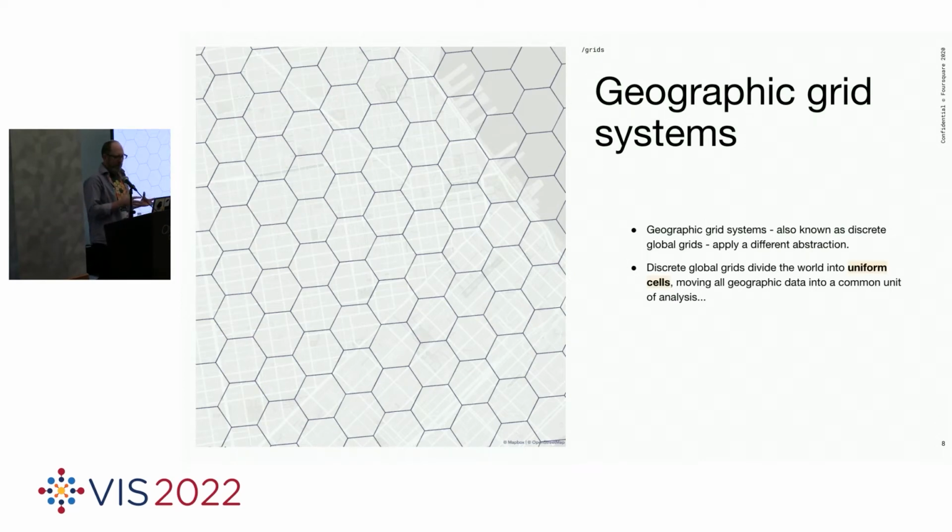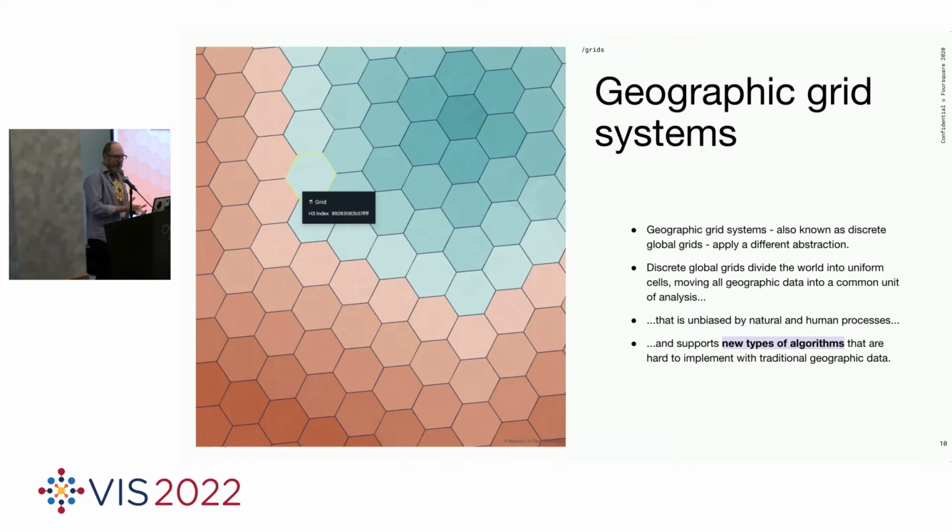They divide the world up into these uniform cells, and the big benefit there is that it moves everything into one common unit of analysis. You're no longer dealing with things at massively different scales or even different dimensionality. A point has basically no dimensions compared to a two-dimensional polygon. And they're not biased by many of the natural and human processes that bias the rest of our mapping primitives. And in addition to that, they support a variety of algorithms that are hard to do otherwise.